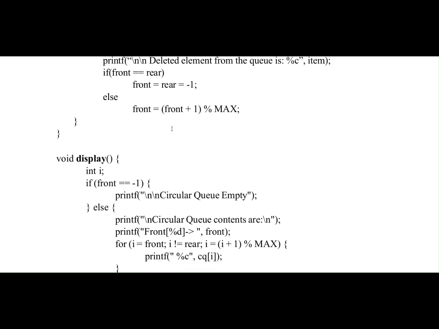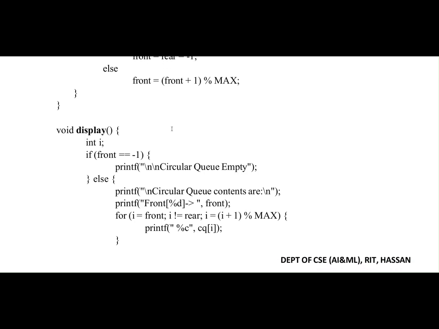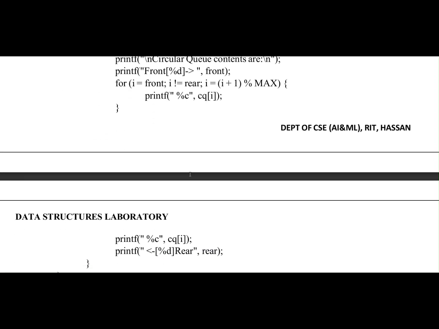In void display, we are checking whether the queue is empty. If the queue is empty, we cannot display any element. So the condition to check that is front equals -1. If the condition is true, it will display circular queue empty. Else, we are displaying the contents of the queue using a for loop.